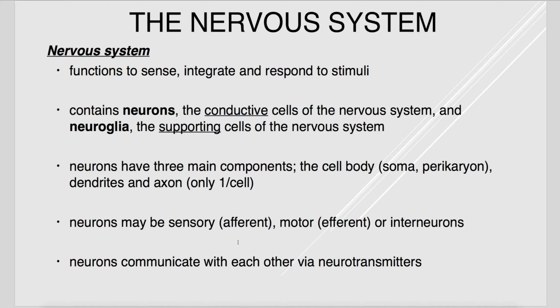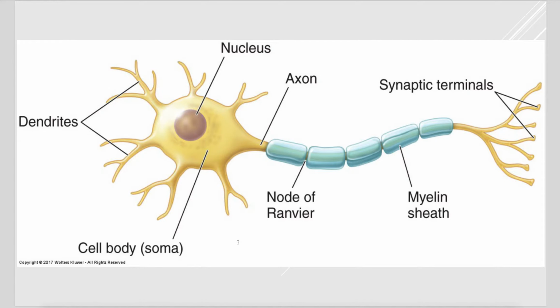So these neurons can be classified as sensory, motor, or interneurons. The sensory neurons are also known as afferent neurons. The motor neurons are efferent, so these are the ones that are sending information out. The sensory ones are receiving information. And then interneurons are basically connections between the afferent and efferent neurons. And neurons communicate with each other by neurotransmitters, and I'll talk about some of the important neurotransmitters a little bit later.